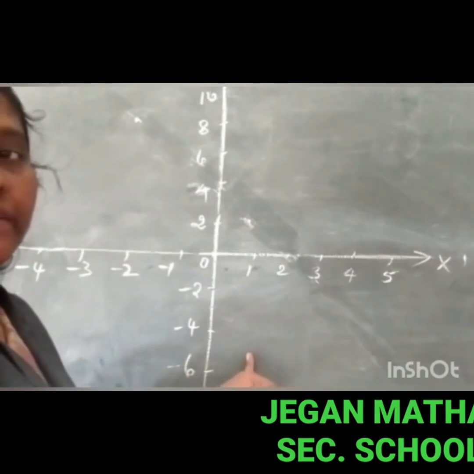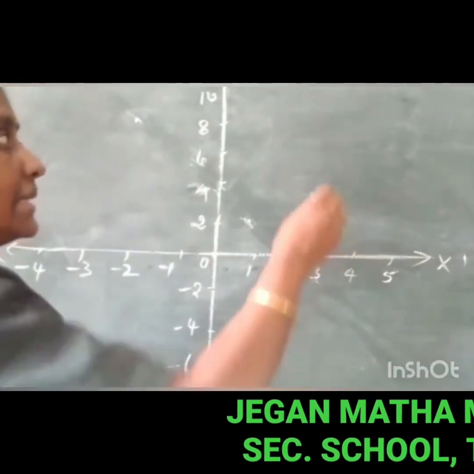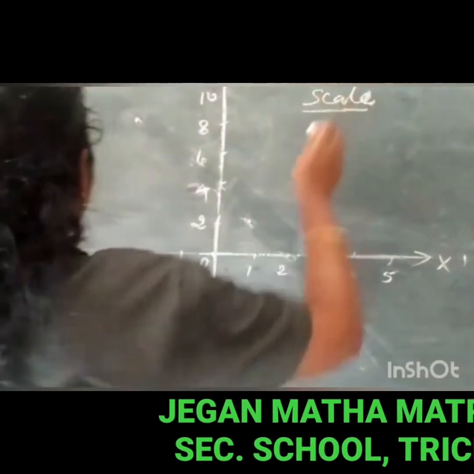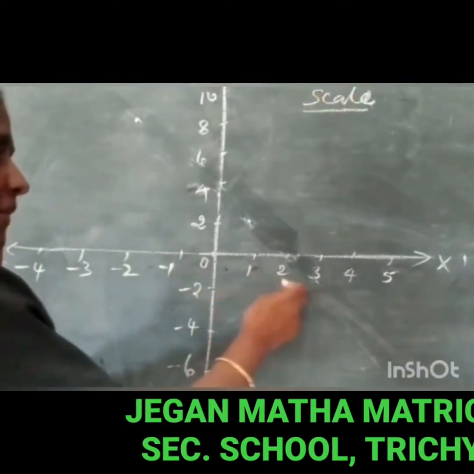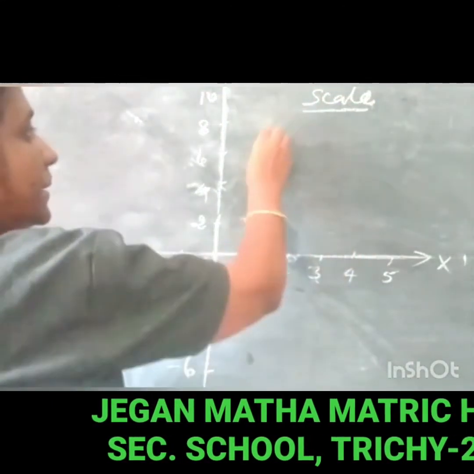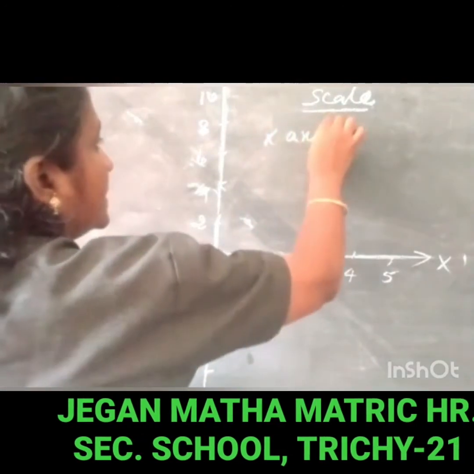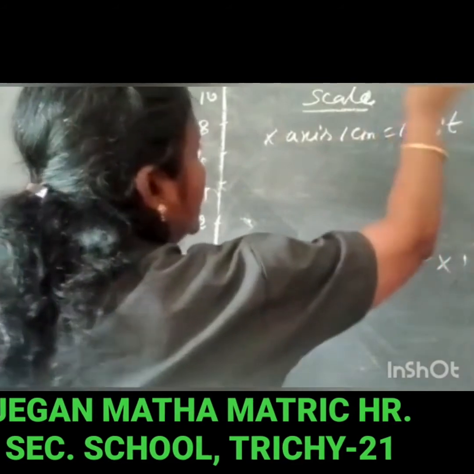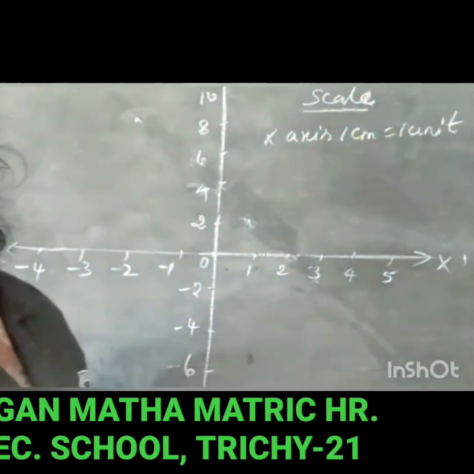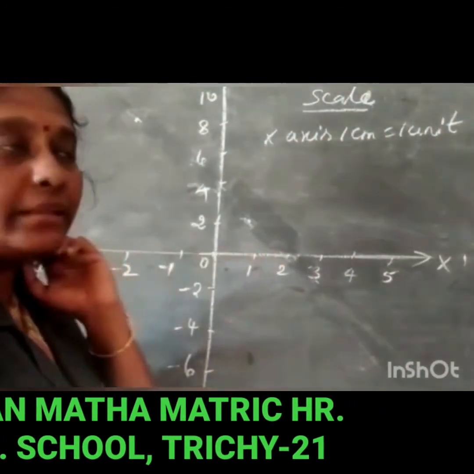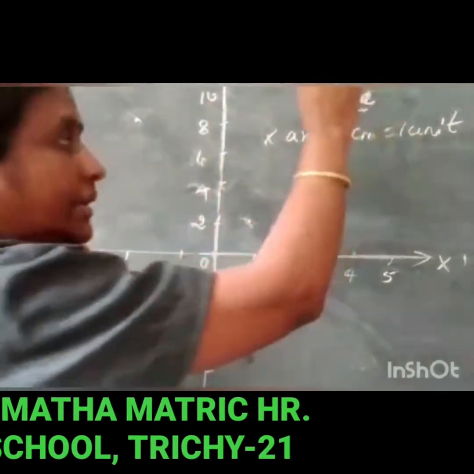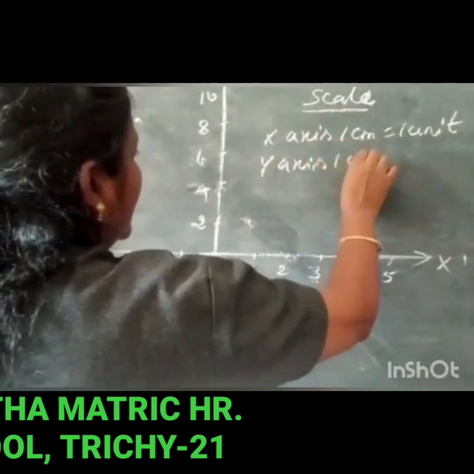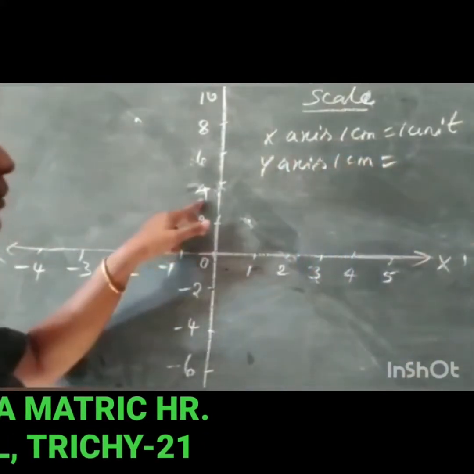Before plotting the given points, you have to write the scale. See here the x points. In the x-axis I am giving one unit only. So in the x-axis, 1 centimeter equals 1 unit. Before marking the points, you just write the scale like this, on the top only. The next one, y-axis, 1 centimeter equals, here I am giving 2 units.